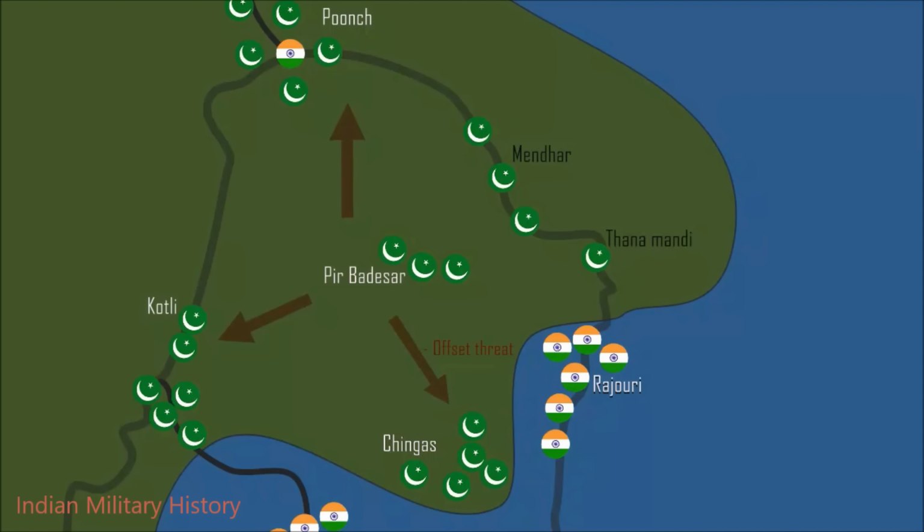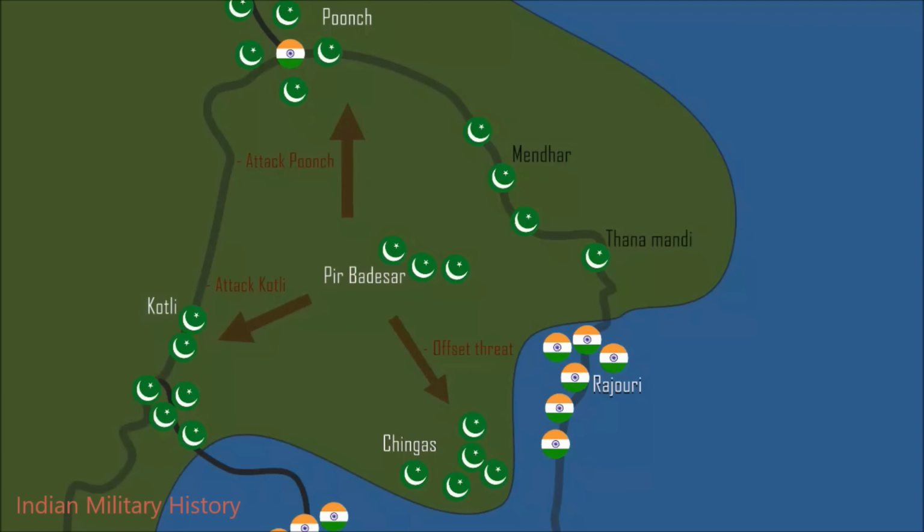Pir Badesar was located right behind Chingas, and by getting behind the enemy's positions, the Indian side would force them to move out, fearing an attack from two sides. Second, since Pir Badesar was strategically located at the northeast of Kotli and to the south of Poonch, Indian forces' presence here would put the enemy in a position where, from Pir Badesar, the Indian side could either attack north towards Poonch or attack west at Kotli. This would put the enemy in a guessing game of where the next attack would come in.